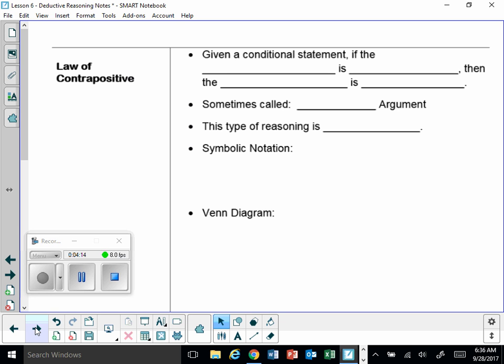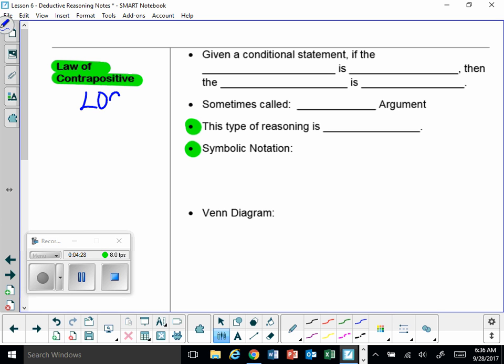Okay, law of contrapositive. So the law of contrapositive, which will be another note card, and you need to put the type of reasoning and the symbolic notation on there. We often abbreviate that LOC, law of contrapositive, and it says given a conditional statement. So if P, then Q. If the negated conclusion is true, not Q, then the negated hypothesis is true?